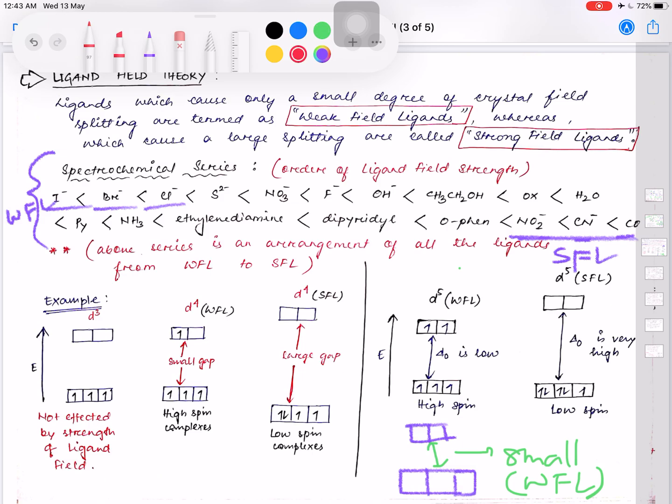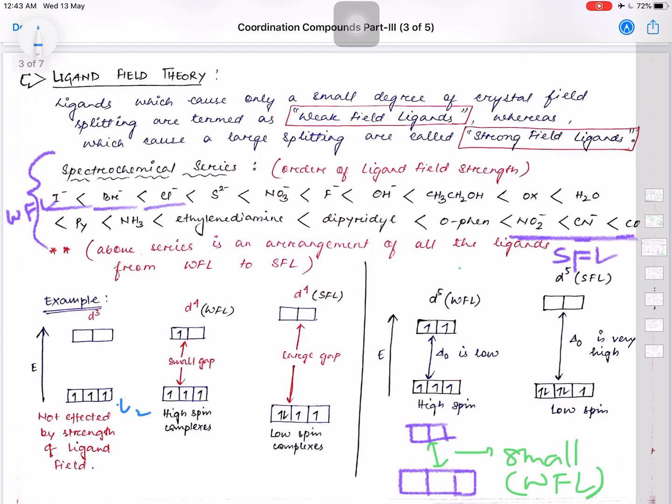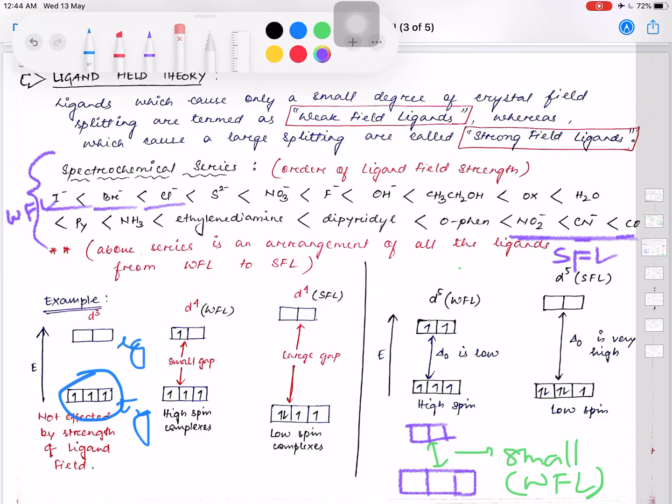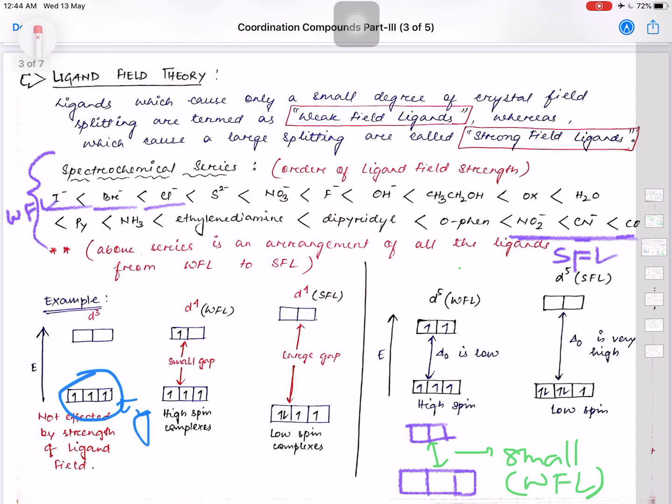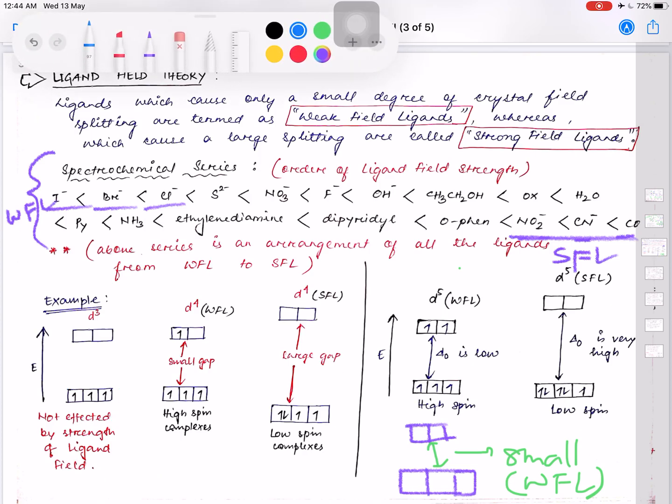So since they are split into T2G level and EG level, say this one is T2G and this one is EG, okay. So T2G level and EG. Now we'll start filling up the electrons from the lowest energy level, okay. And for filling up electrons, the same rules will be followed. Say, what are the rules? Pauli's exclusion principle, Hund's rule, and Aufbau principle, okay.